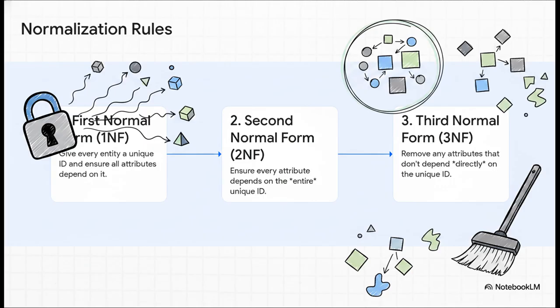Let's just simplify the first three. First normal form is basically like giving every house a unique street address. No two can be the same. Second normal form makes sure that if you're talking about the Smith house, all the details like the color of the paint or the number of bedrooms are about the whole house, not just the mailbox out front. And third normal form is the final cleanup. It makes sure that the details in the Smith house record are only about the house, and not, for example, about the mailman who delivers their letters. That information belongs somewhere else.